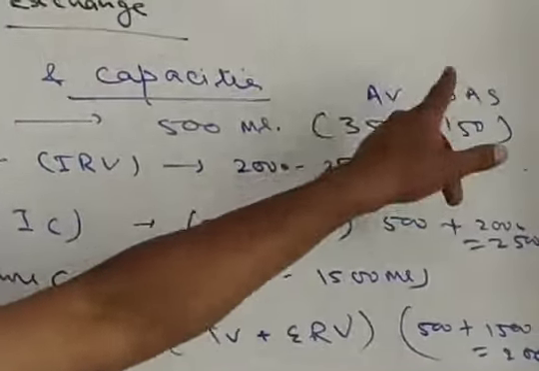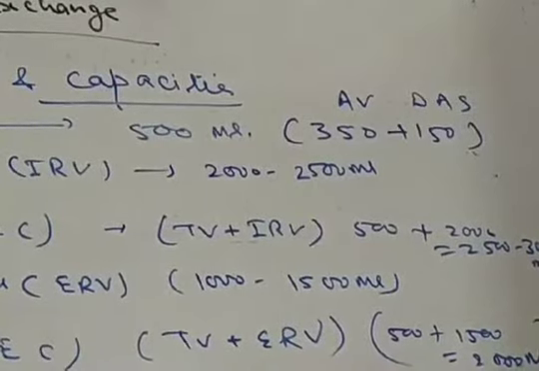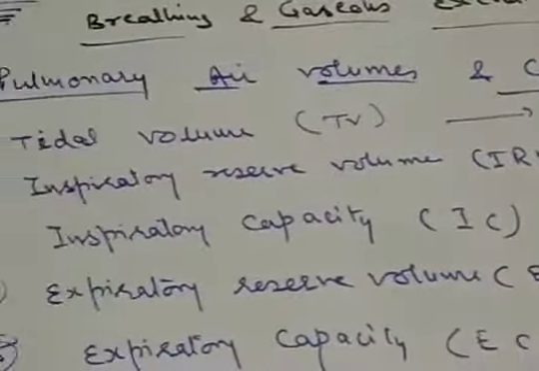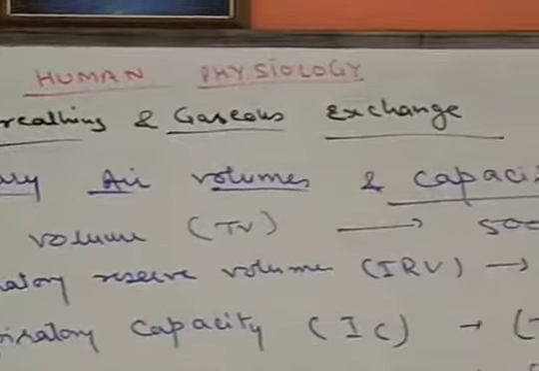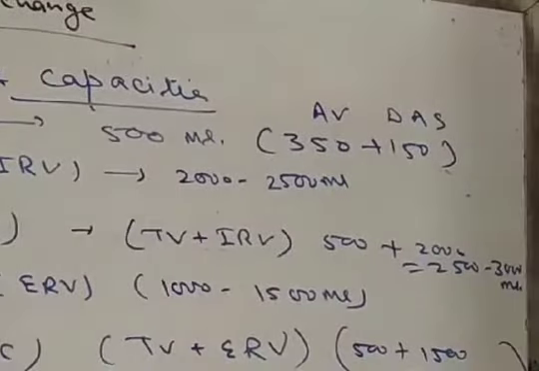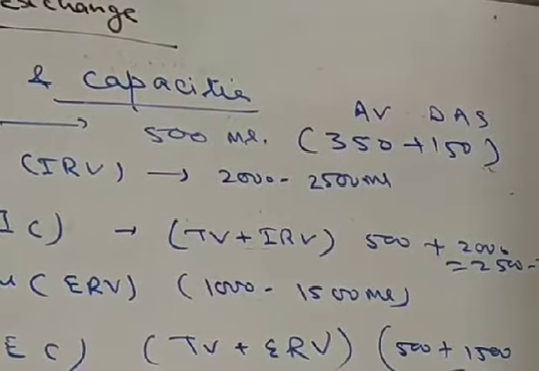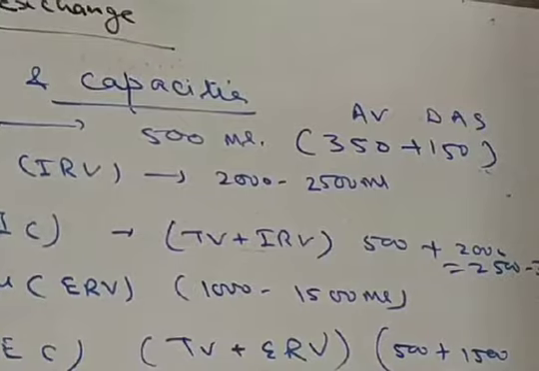What does this dead air space mean? This air is not available for exchange of gases. Here it lies only in the respiratory tract, not in the lungs. That's why it is called dead air space, and the volume is called dead space volume.